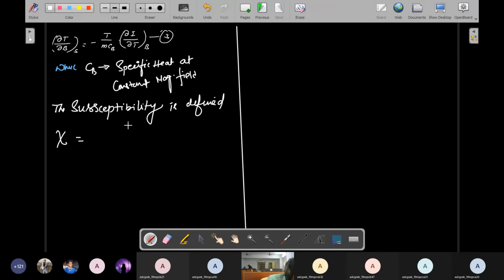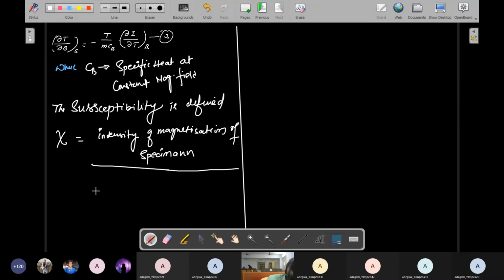So susceptibility is defined as the ratio of intensity of magnetization of the specimen divided by the intensity of magnetic field. Okay, so this is actually the susceptibility definition. It is the ratio of intensity of magnetization of the specimen divided by the intensity of magnetic field.